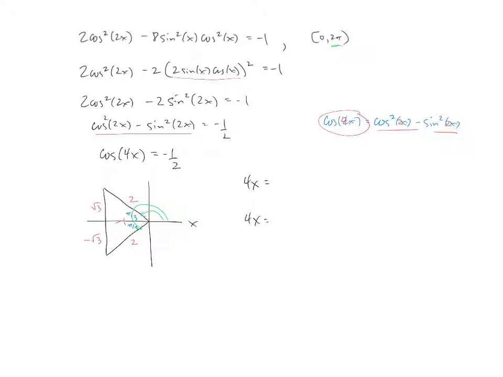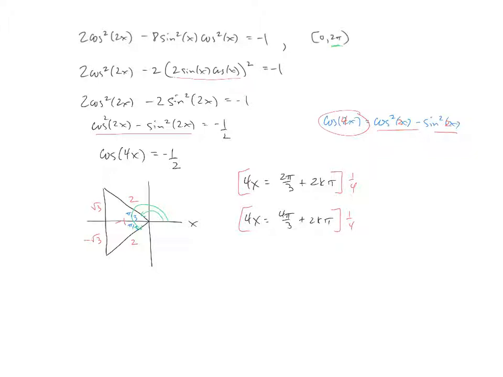So the first answer that we have here is going to be 2 pi over 3, and I'm just going to write the 2k pi on there to be safe. The next one, the larger angle, would be 4 pi over 3 plus 2k pi. And then, as we talked about, we'll divide everything by 4.